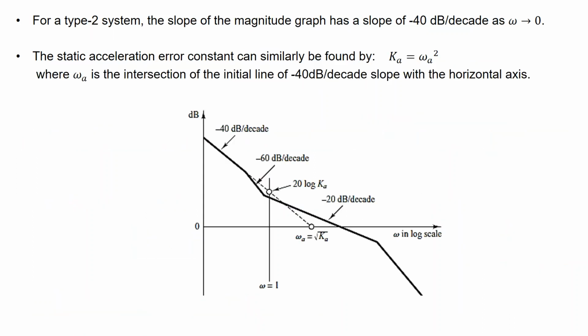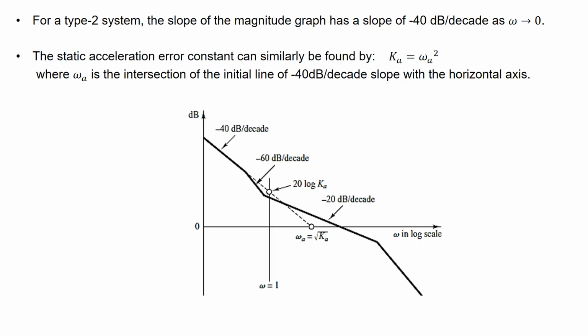And then we learned if it's -40 decibels per decade, that's a system type 2. If you continue it all the way to the place where it intersects the horizontal axis, the intersection point is equal to the square root of Ka.